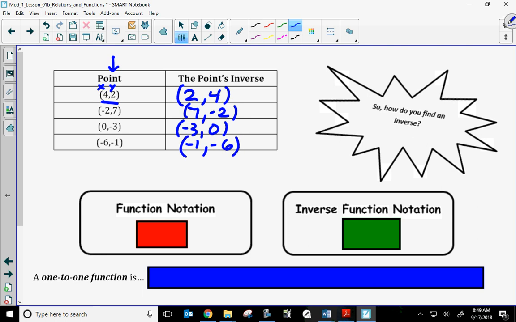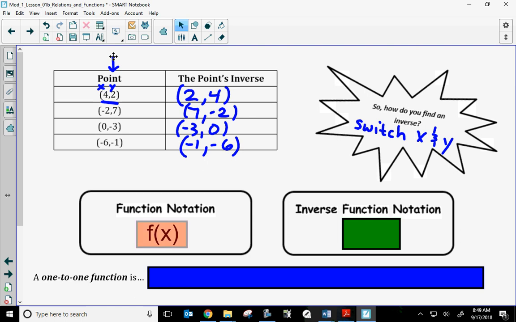So how do you find the inverse? You literally switch your x and your y. That's it. All right? Now, we've talked about function notation, f of x. That's not multiplication. That's simply notation for a function.